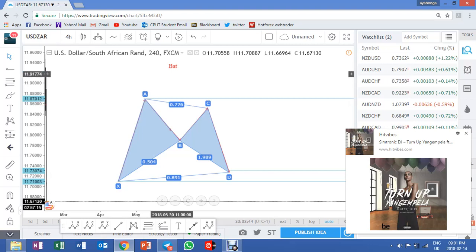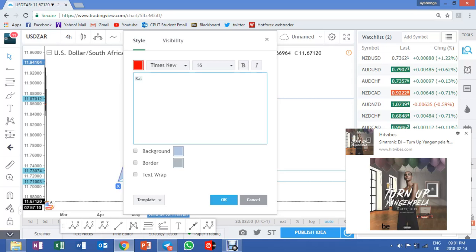This is your Bat pattern. Now moving forward to your Gartley pattern.